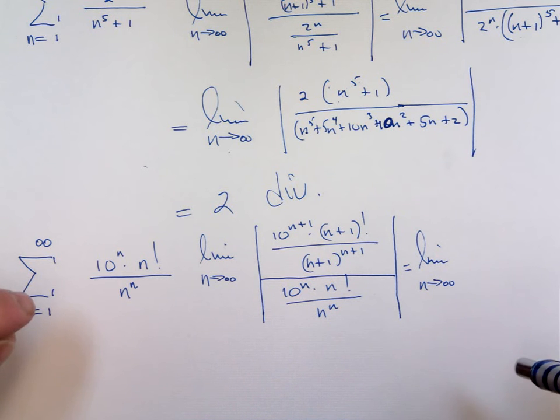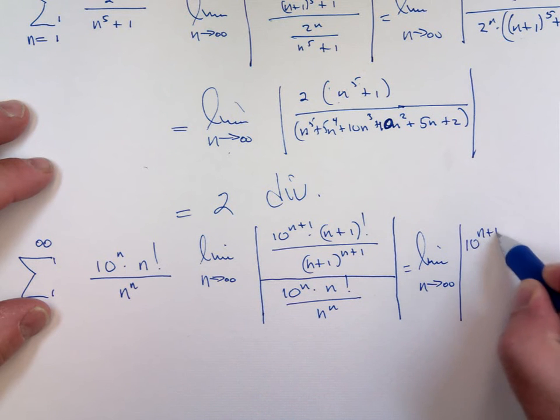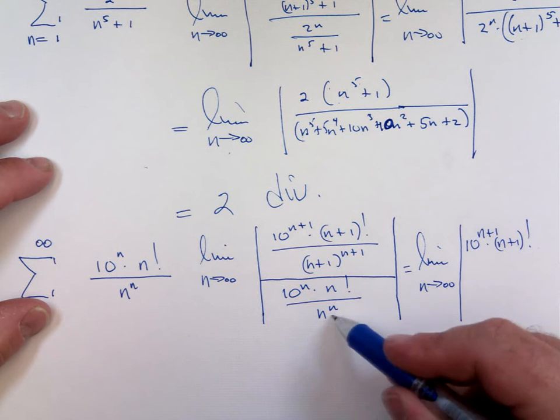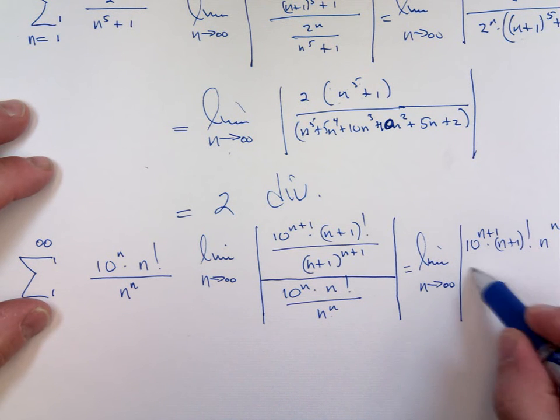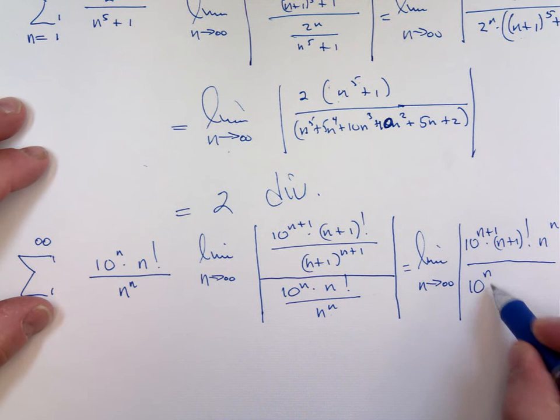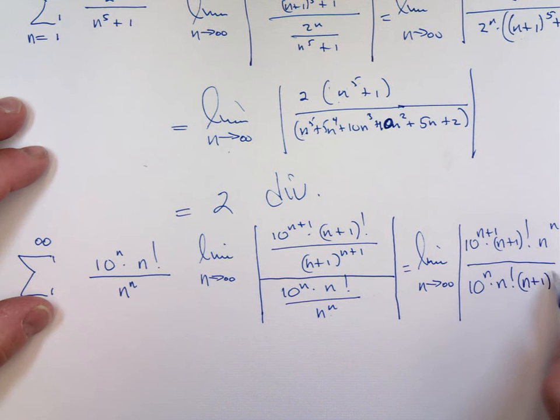All right, so we have 10 to the n plus 1, n plus 1 factorial. This n to the n comes up here. Down here, we have a 10 to the n, we have an n factorial, and we have an n plus 1 to the n plus 1.